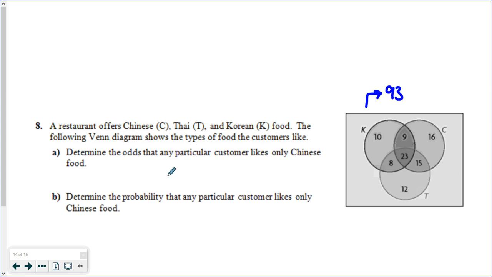So the odds that any particular customer likes only Chinese food. The only Chinese food would be this portion, because these people like Chinese food and Korean food, and these like Chinese food and Thai food. And then these people are me that like Korean, Thai, or Chinese food. I'll eat anything. I'm a garbage can. So our favorable outcome is the 16. And then we would need to add up everything that's not included there, or subtract 16 from 93. So that's 16 to 77.